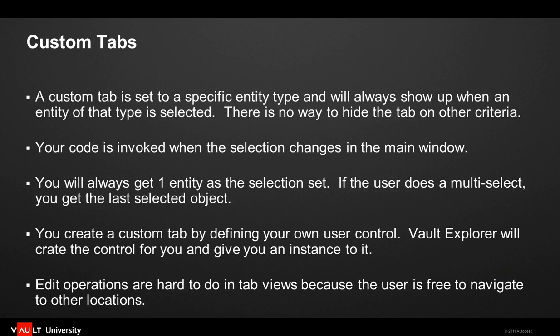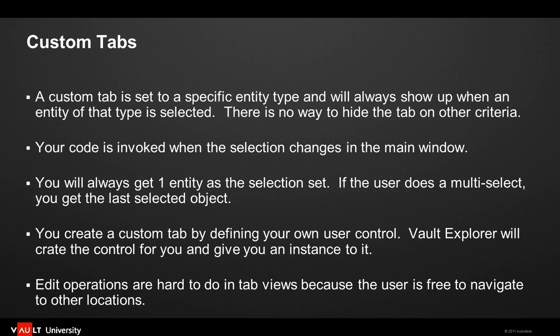With a custom tab, when you set it up, you're going to choose the entity type that it applies to, and that tab is going to show up anytime that entity is selected. So if you create a file tab, it's going to show up for every file. Again, there's no way to shorten the criteria. There's no way to say, I only want to show up on DWG files. If I've got a text file selected, don't show my tab. That's not something you can do. It's all or nothing in terms of files. So that's something to keep in mind.